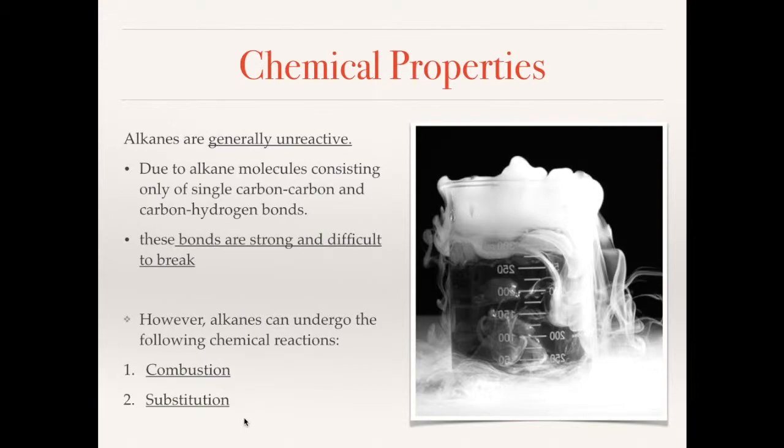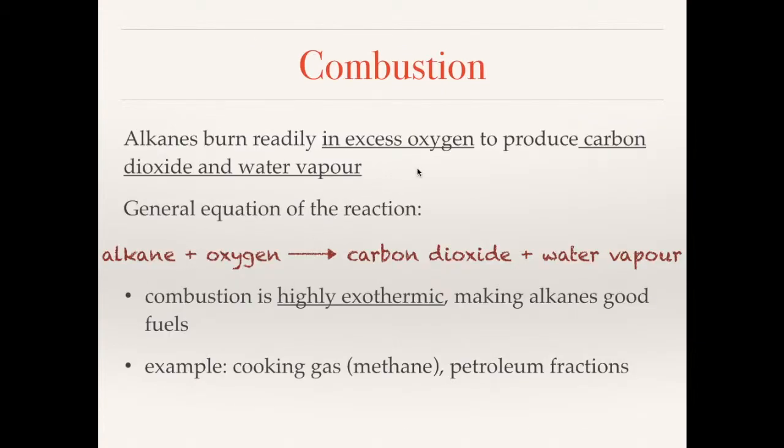Now let us look at each of these chemical reactions in depth. Alkanes will burn easily in excess oxygen. Take note, it has to be excess oxygen, if not it will be an incomplete combustion. They burn in excess oxygen to produce carbon dioxide and water vapor. Water is in the form of water vapor in the gaseous state because of the very high temperature of combustion. The general equation for combustion is: alkane plus oxygen gives carbon dioxide and water vapor.